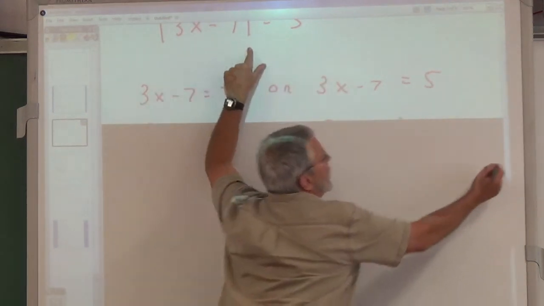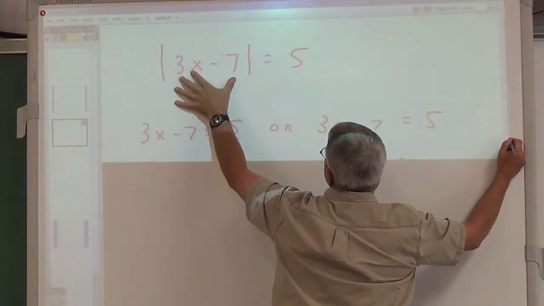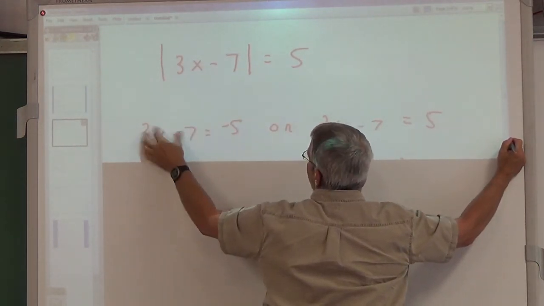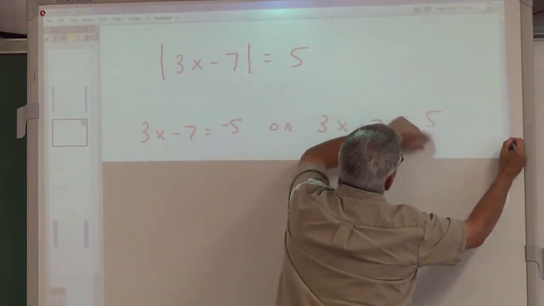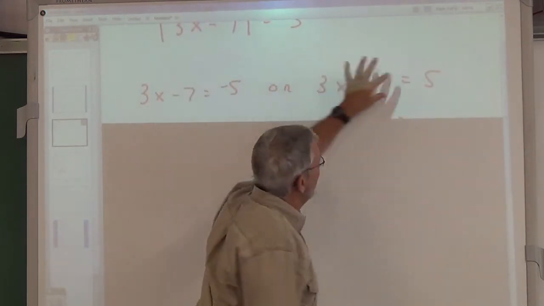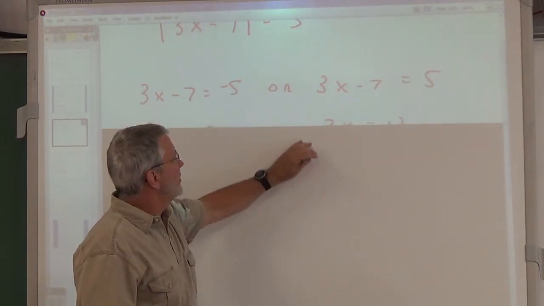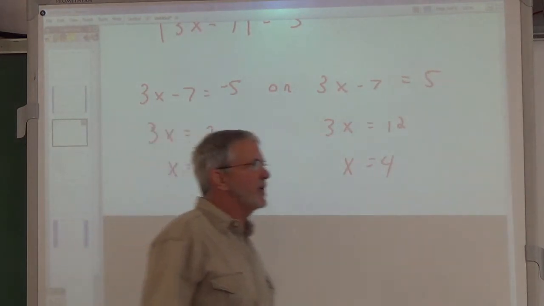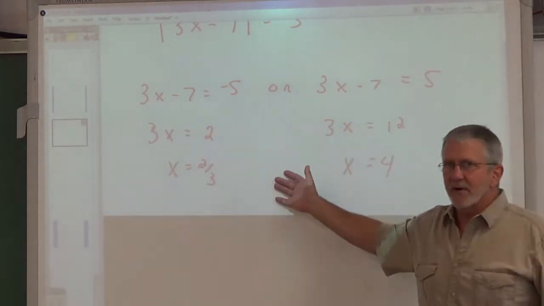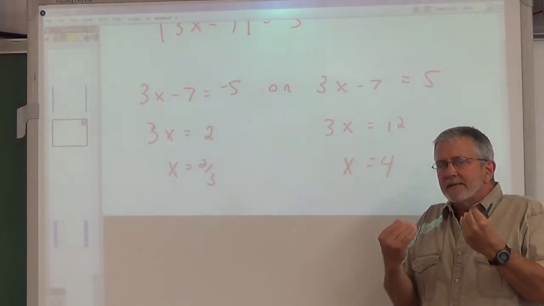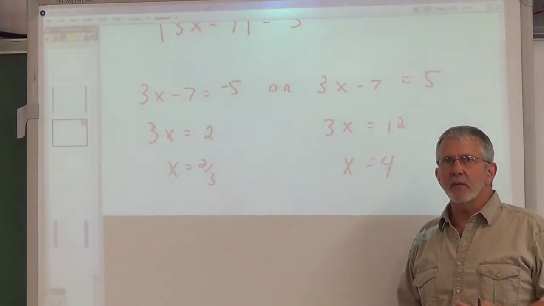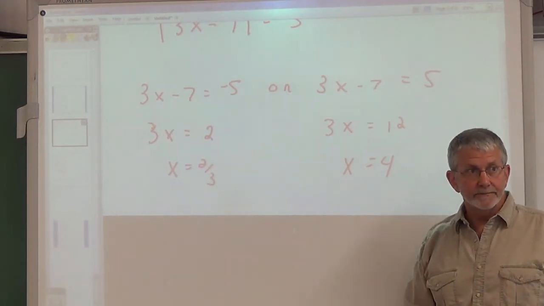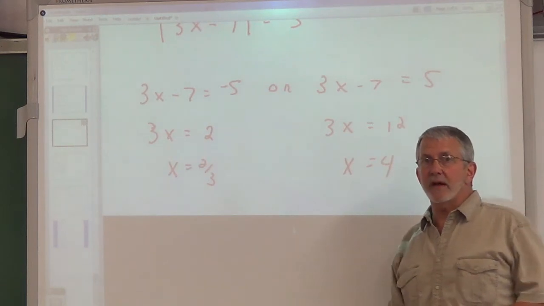That's the question this is asking us. What things are 5 from 0? Well, that thing is equal to negative 5. Those things are 5 units from 0. And those things are 5 units from 0. That's why you have those 2 separate equations. Now they're linear equations, so I'm not going to review them. There's the answer. So there are 2 solutions to that absolute value equation: 2/3 and 4. Both of them work. Absolute value equations are important.